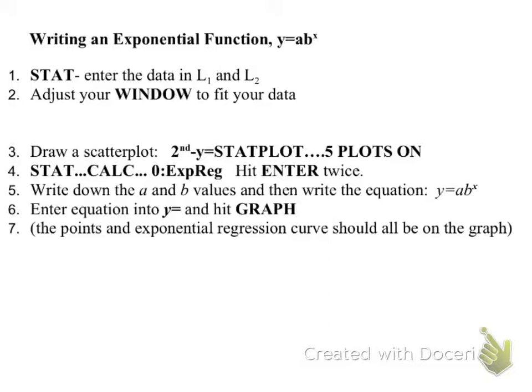And then you're going to do the same thing for L2. Once you have those lists cleared, you're going to go to the first entry point and you're going to enter 1 through 10 in your list 1. That's going to be your x coordinates, and then the y coordinates in your list 2.